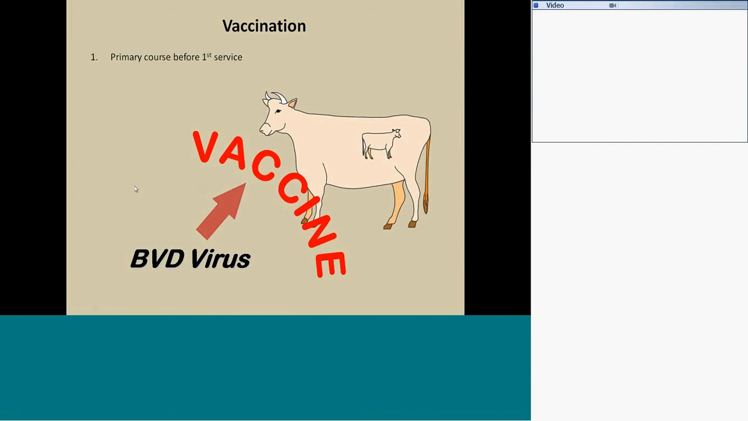Some key things with the vaccines, though. We need to give the primary course prior to first service. So heifers need to be vaccinated before you're thinking about putting them in with a bull or AIing them. You need to boost as directed by the manufacturer, so check this with your vet. But do remember that used alone in an infected herd, we don't necessarily end up with an eradicated herd if we just use vaccine alone. If your aim is to eradicate BVD from your herd, you need to think about looking for and removing PI animals. But the key thing is use these vaccines as directed.